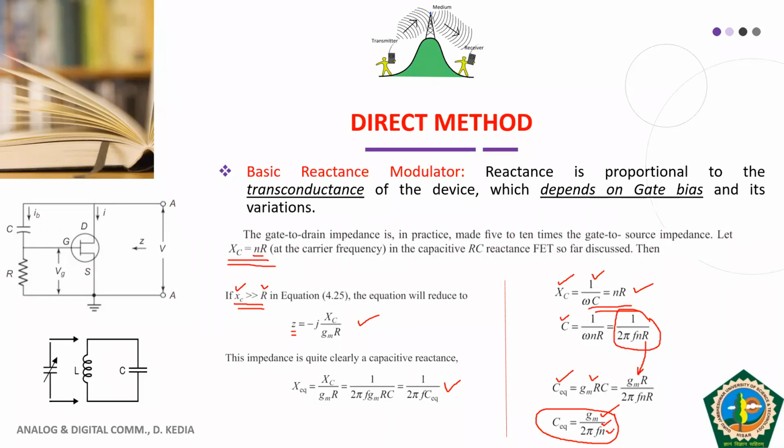Okay, so this is all about your basic reactance modulator, with the help of which we generate voltage variable reactance through transconductance, and we integrate this voltage variable reactance with our tank circuit, which gives us voltage variable frequency, which is nothing but your frequency modulated signal. So I hope all of you have understood this.